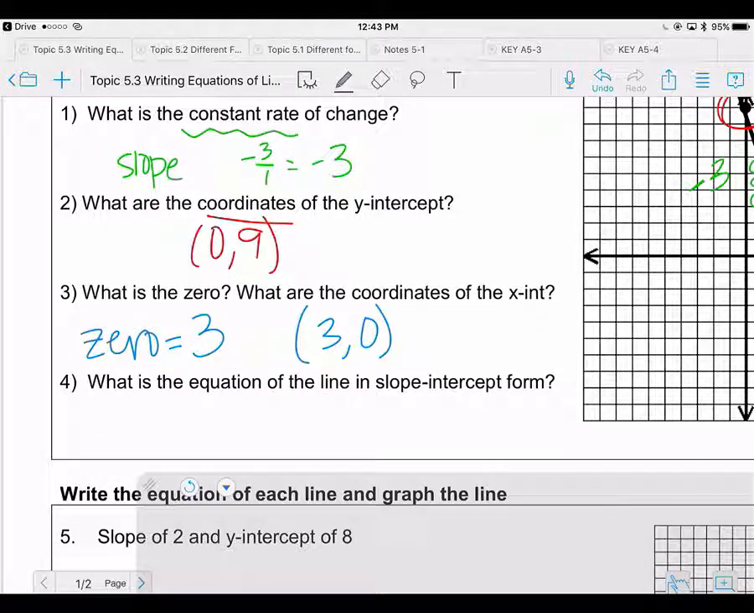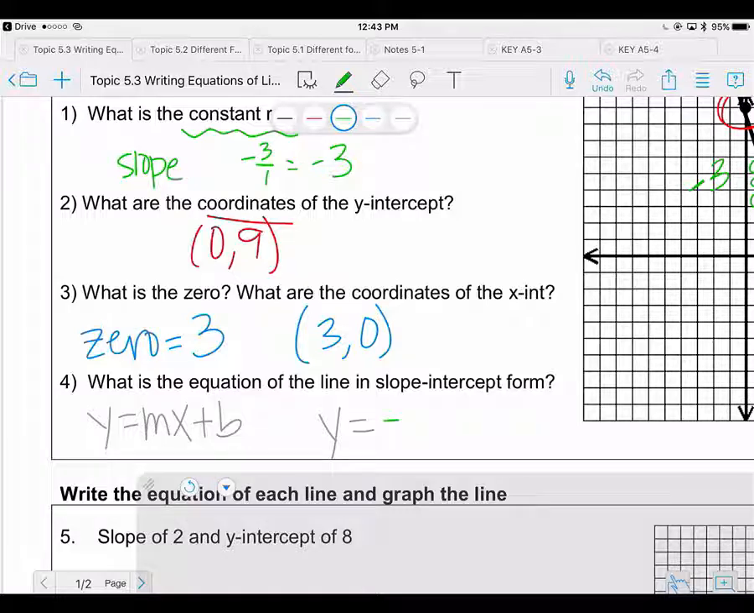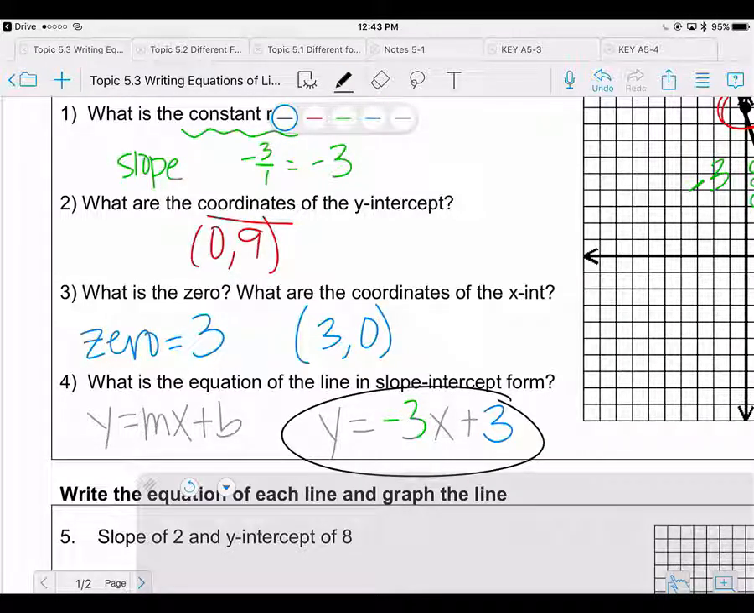And then they ask for the equation of the line in slope-intercept form. So remember, that's y equals mx plus b. So we found m to be -3 and b to be +3. So my whole equation would be y equals -3x plus 3.